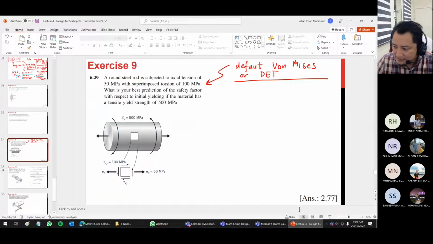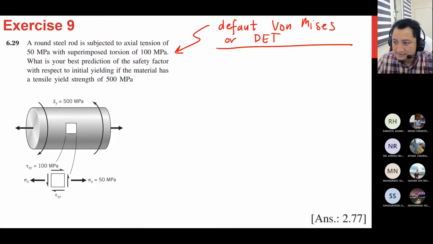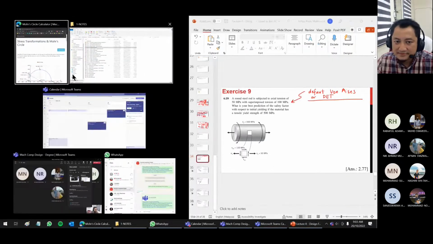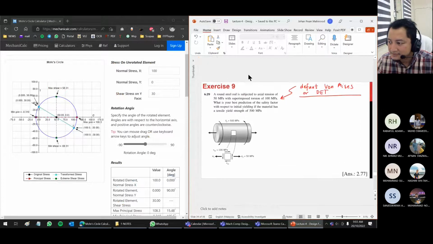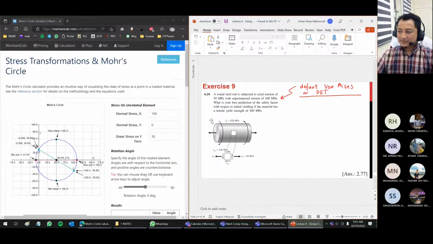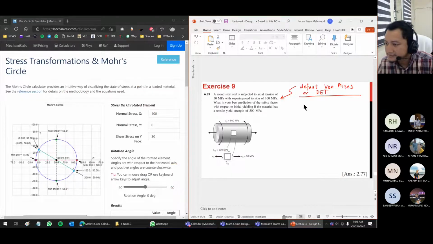Last question we're going to do. Stress transformation. Do this question, try using the computer tool. See if you get it. It gives the answer, but read it. What does it want? A round steel rod subjected to axial tension. Okay, axial tension. Only Sigma X is there, Sigma Y is not there. Torsion is there.